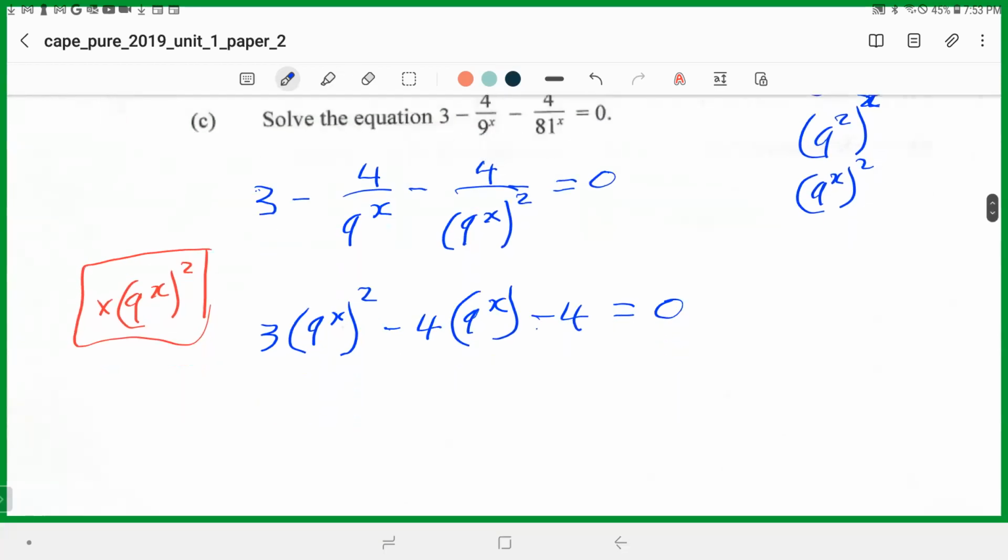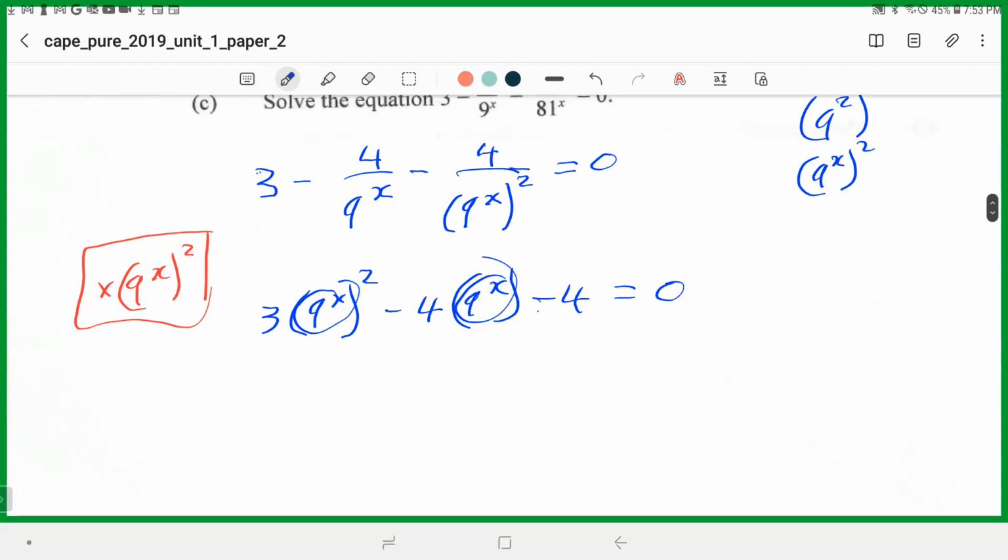Now, if you want, you can call this y and call this y. Let's do it that way. We have progress before perfection. So we call this y and call this y. So this becomes an equation: 3y squared minus 4y minus 4 equals 0. Good? So we'll factorize this now.